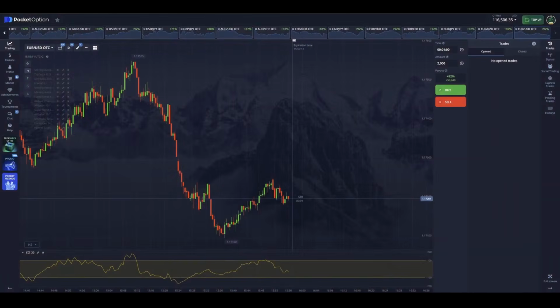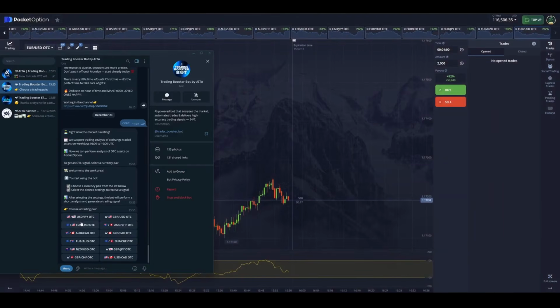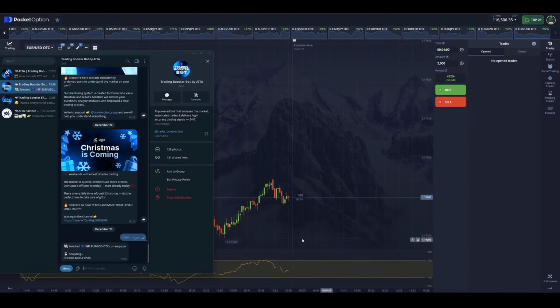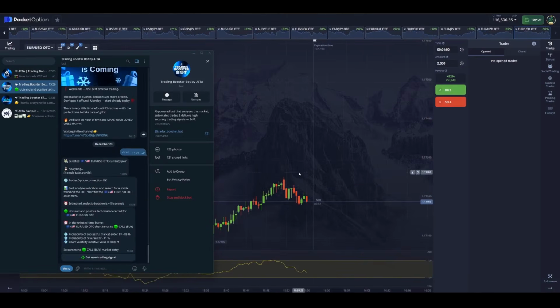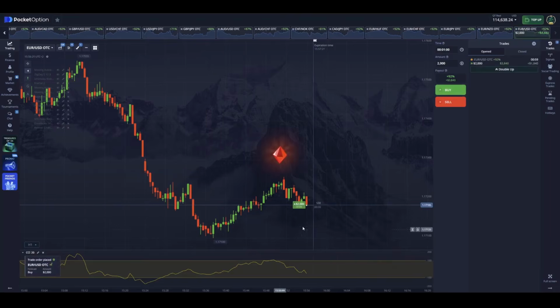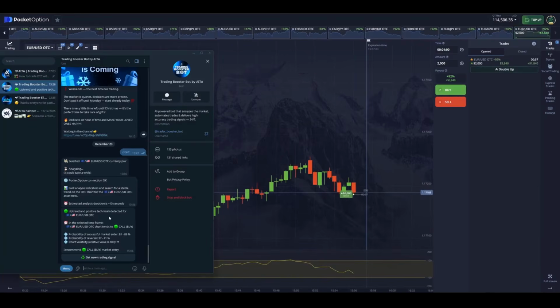Here inside I choose the USD EUR currency pair. The indicator is moving normally, the session is in the middle, so the trade should be safe, especially since we're getting such a good percentage. Here we have 81 and 89.